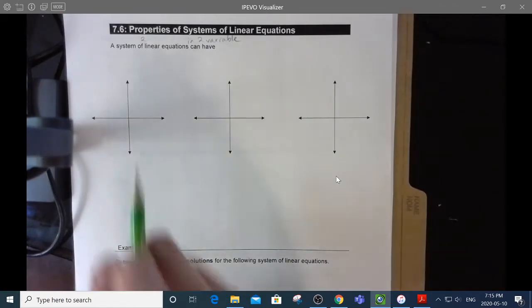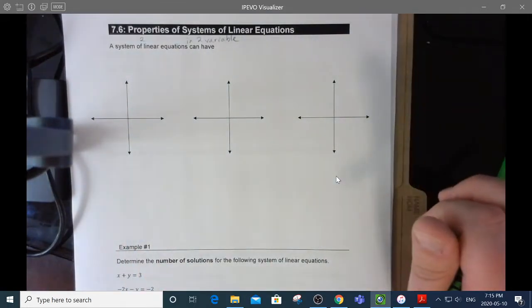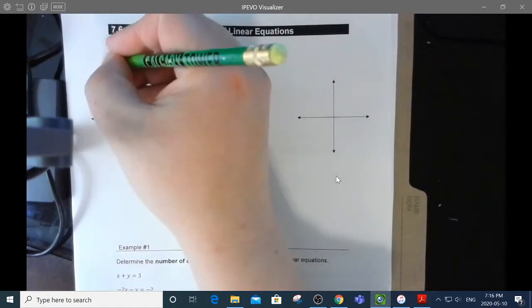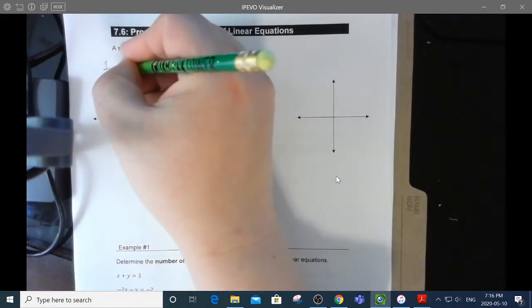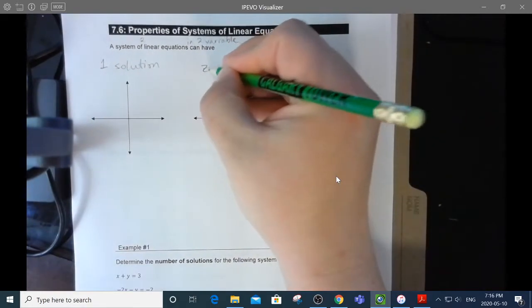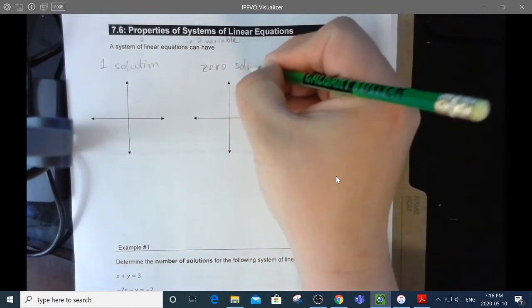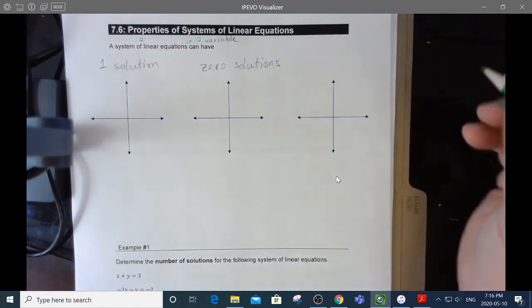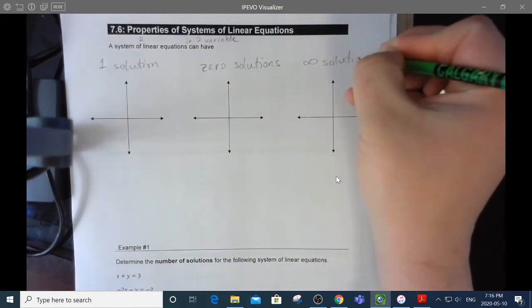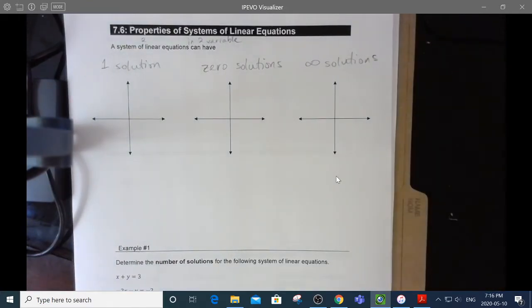What we can say is that a system of two linear equations in two variables can have, and this might surprise some of you, one solution, zero solutions, or infinite solutions. That might sound strange, but you'll see why we can say that in a minute.